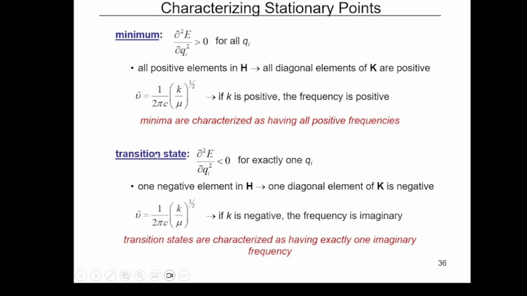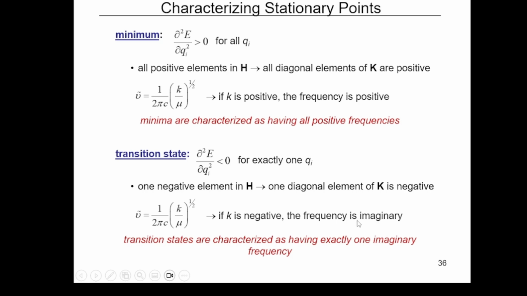For a transition state, we mentioned earlier that we have exactly one negative value, or less than zero value. One value for the second derivative is less than zero for exactly one Qi, and that Qi is the direction of the reaction coordinate, where reactants are going to products. So one negative element in the Hessian means one diagonal element of K is negative. And if K is negative, the frequency is negative, which is also called an imaginary frequency.